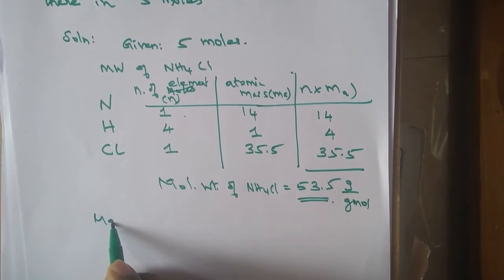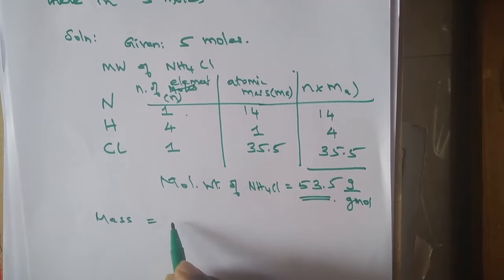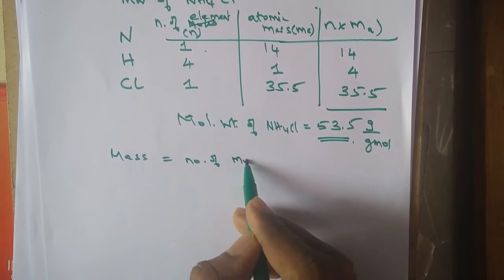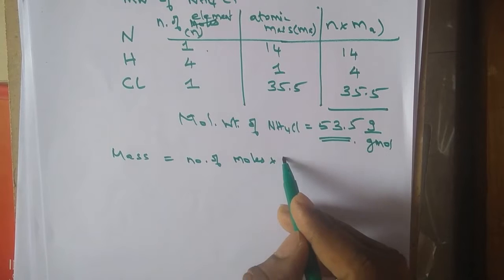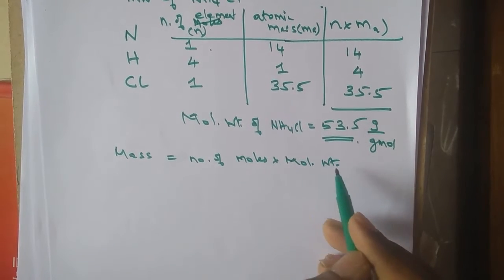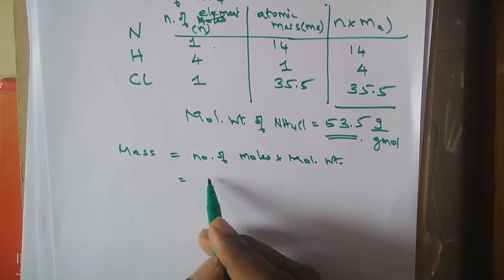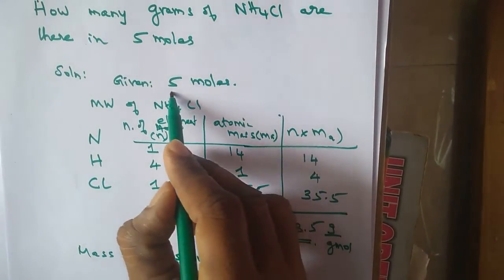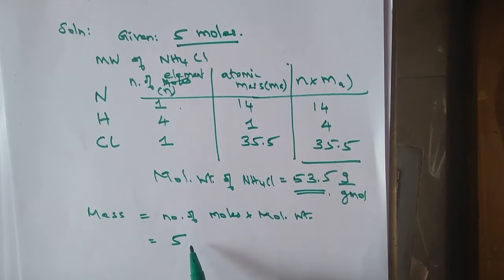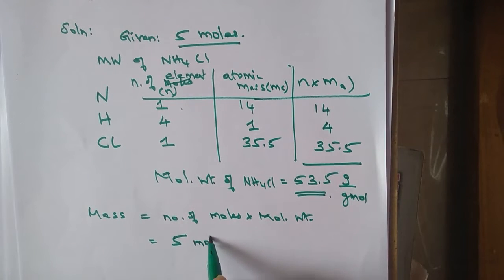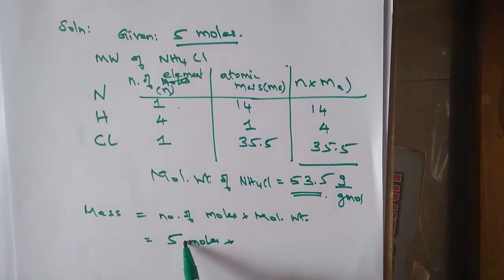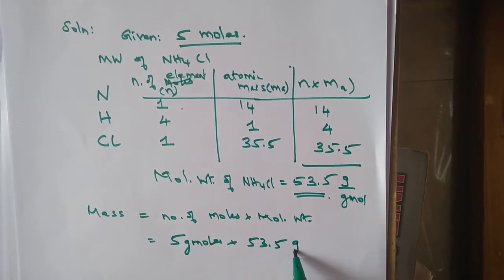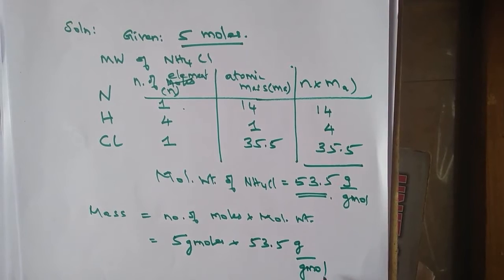Now it is an easy step for us. We just have to find the mass. When we multiply number of moles by molecular weight, we will get the mass. So what is the number of moles given? In the given data, it is 5 gram moles. We know that moles or gram moles represent the same. So 5 gram moles multiplied by molecular weight, which is 53.5 grams per gram mole.